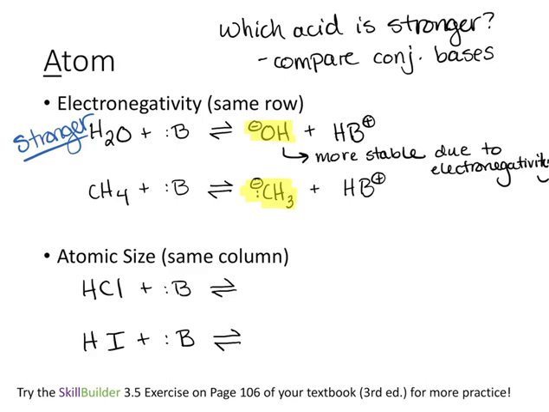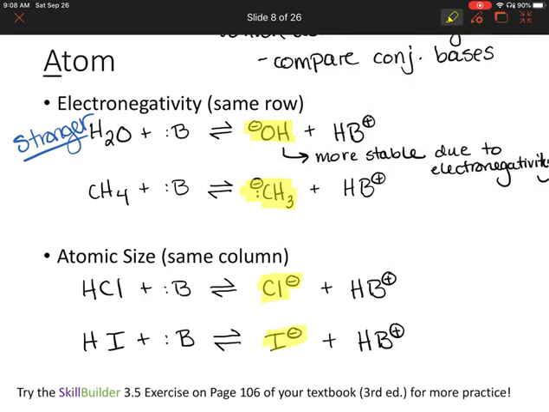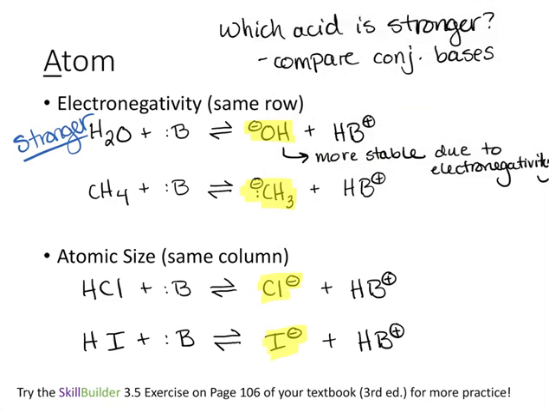Okay, so in our first reaction, we would end up with the chloride ion and the conjugate acid. And in our second reaction, we would end up with the iodide ion and the conjugate acid. Both of our conjugate bases, which I'll highlight here, have negative charges. So we can't choose the stronger acid based on charge, so we have to go to the type of atom.